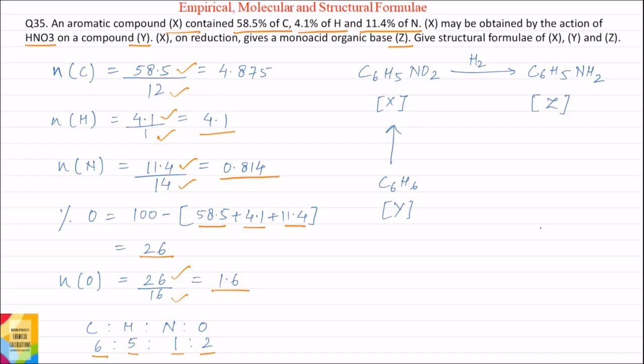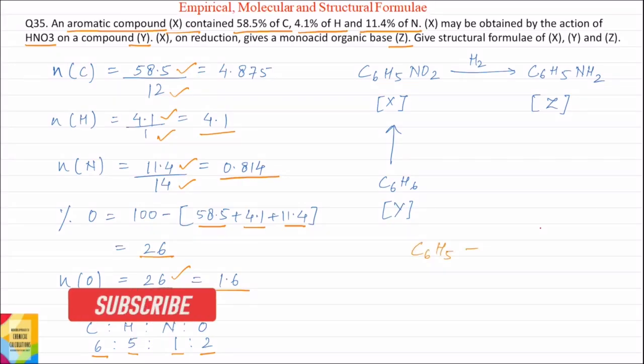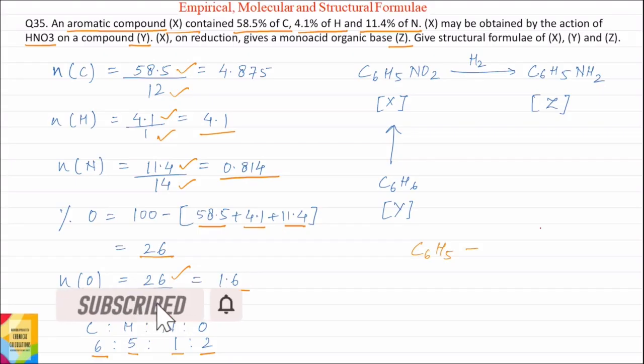Now according to the question, the given compound is an aromatic compound. Aromatic compound means it will have a C6H5 group present. For a C6H5 group we need 6 carbons and 5 hydrogens. So the ratio of moles of carbon to hydrogen is 6:5. So we get 6 carbon and 5 hydrogen from here. Or we can say that the empirical formula and molecular formula are the same.